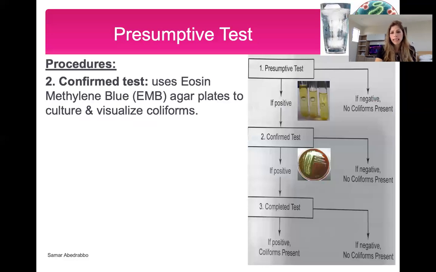So if you get your MPN above the 0, you're going to go on and do a confirmed test. The confirmed test, what it does is you take your tubes that were positive from the presumptive test, that were yellow and had a bubble for acid and gas, and you streak them on specific agar plates called eosin methylene blue agar plates, which we can just call EMB plates. And we try to visualize what the bacteria looks like. Here's an EMB plate, so you just streak your bacteria on there.